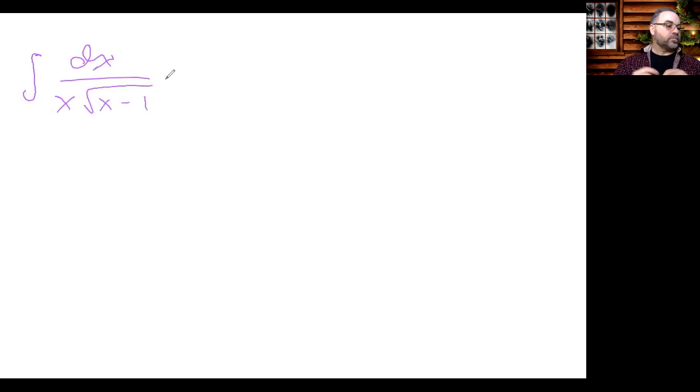So my first one here is the integral of dx over x times the square root of x minus 1. And when you first look at that one, my initial thought is, oh, is it maybe an arcsecant, right? Because the x is outside of the radical. But unfortunately, arcsecant would require the radical to be x squared minus 1. So it doesn't quite fit.